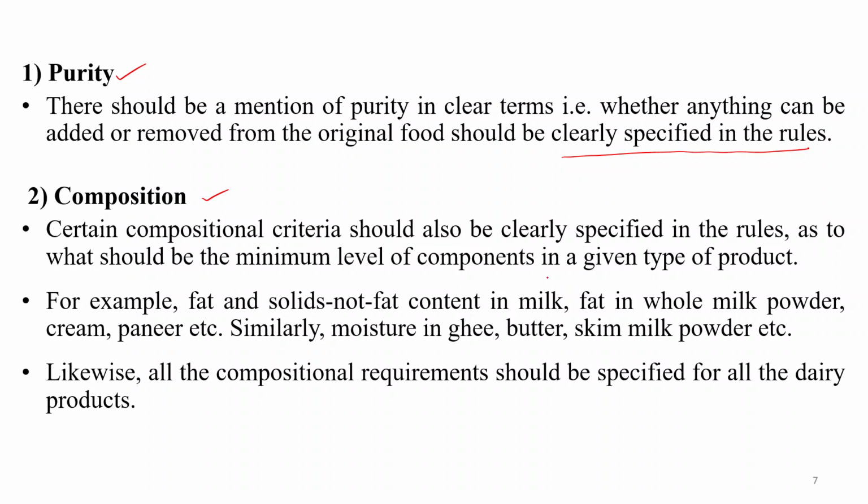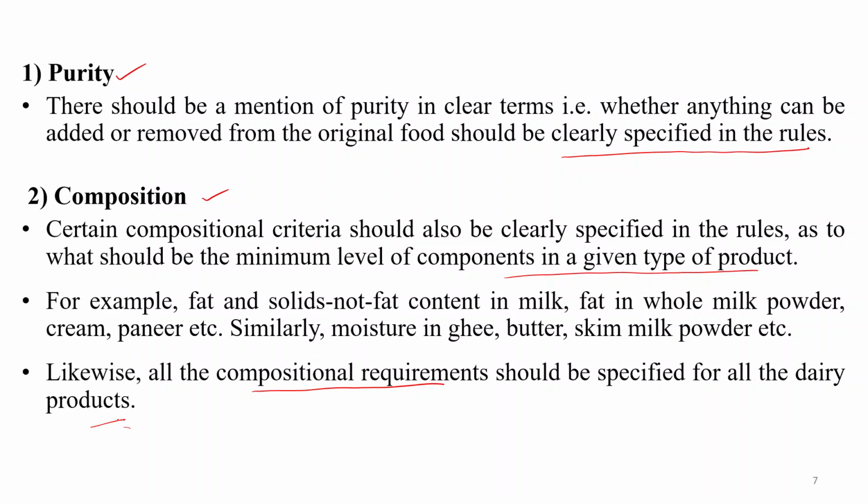be the minimum level of components in a given type of food product. So we know that fat requirement of different types of milk are given, and different composition requirements for products are given. So for example, fat and SNF content in milk, fat in whole milk powder, cream, paneer. Similarly, moisture in ghee, butter, skim milk powder. Likewise, all composition requirements should be specified for all dairy products. That is the composition parameter.